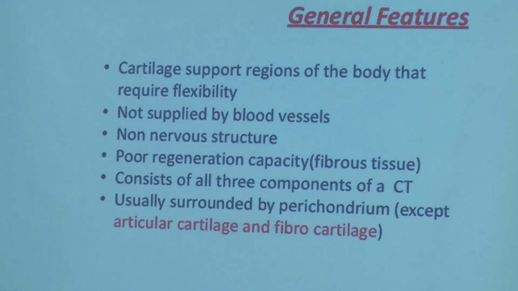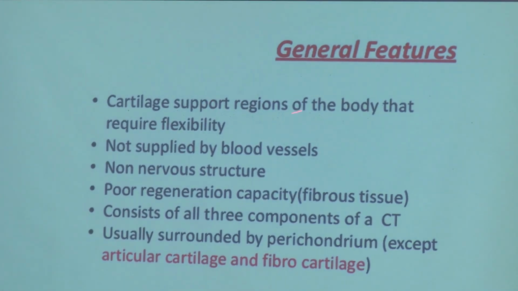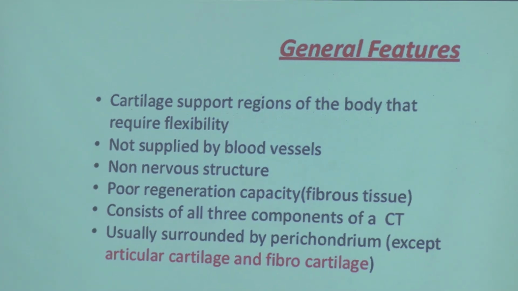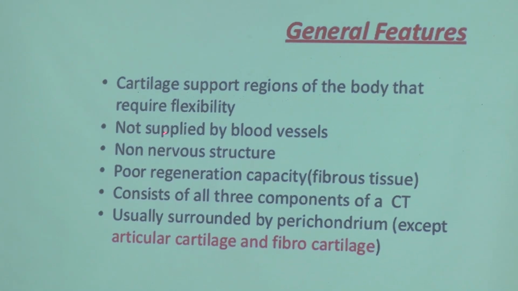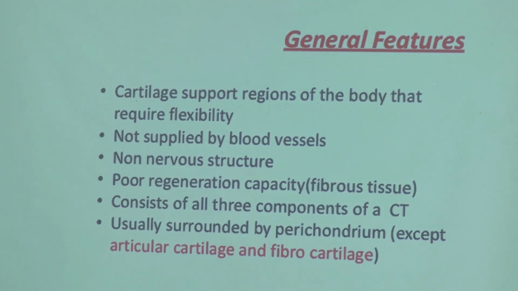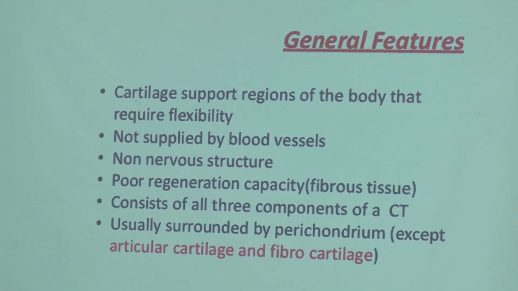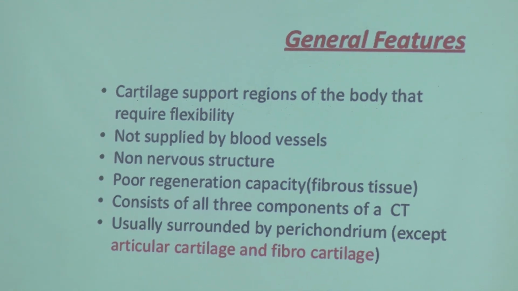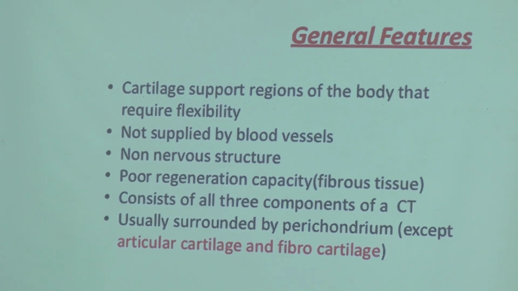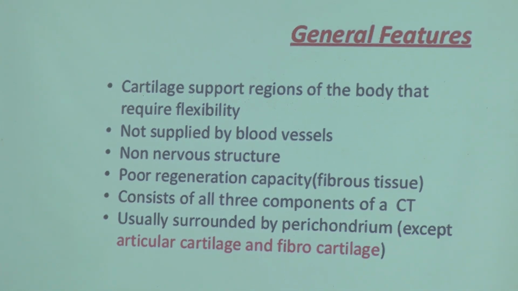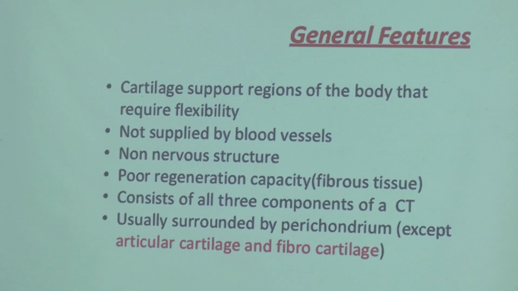General features of the cartilage. As you can see, the cartilage supports the regions of the body that require flexibility along with rigidity. Next, it does not have a blood supply and it is a non-nervous structure. What is the meaning of this? No blood supply, no nerve supply. For that, there is a problem: poor regeneration capacity. That means if there is any damage to the cartilage, the healing is very slow. As a result, it is replaced by fibrous tissue because it doesn't have direct blood supply and nerve supply.